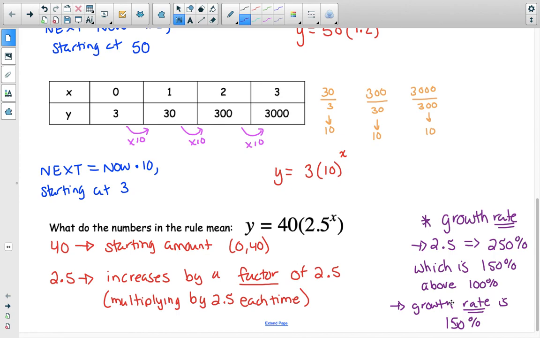These are two different things, growth factor and growth rate. The rate, we change it to a percentage and determine how far away it is from 100. So 250 is 150 away from 100. And that's how we do growth rate.